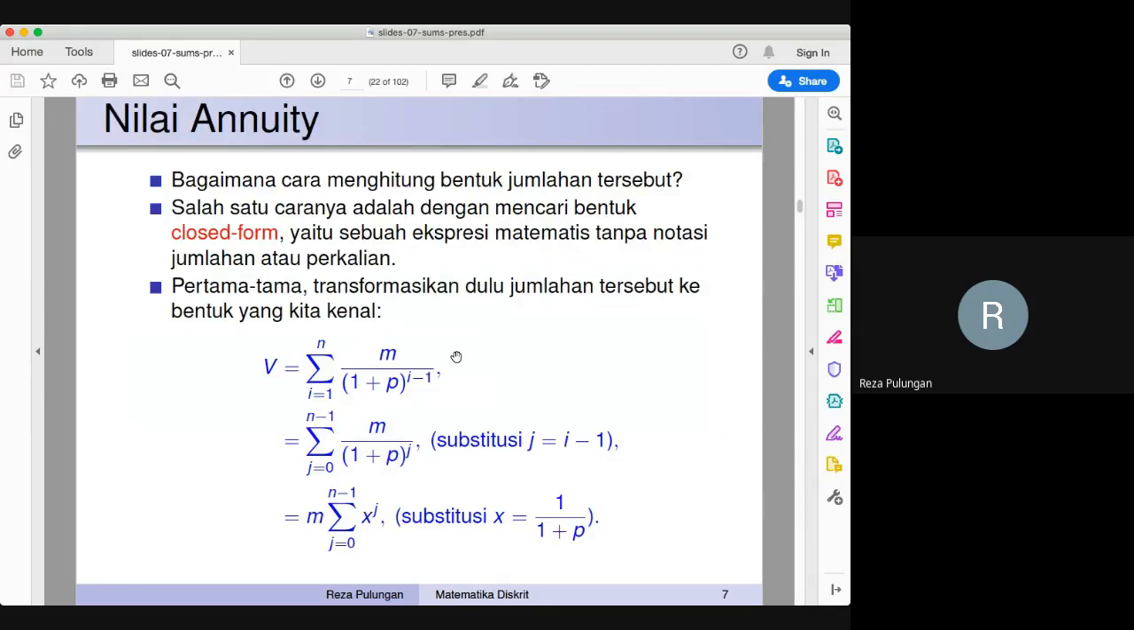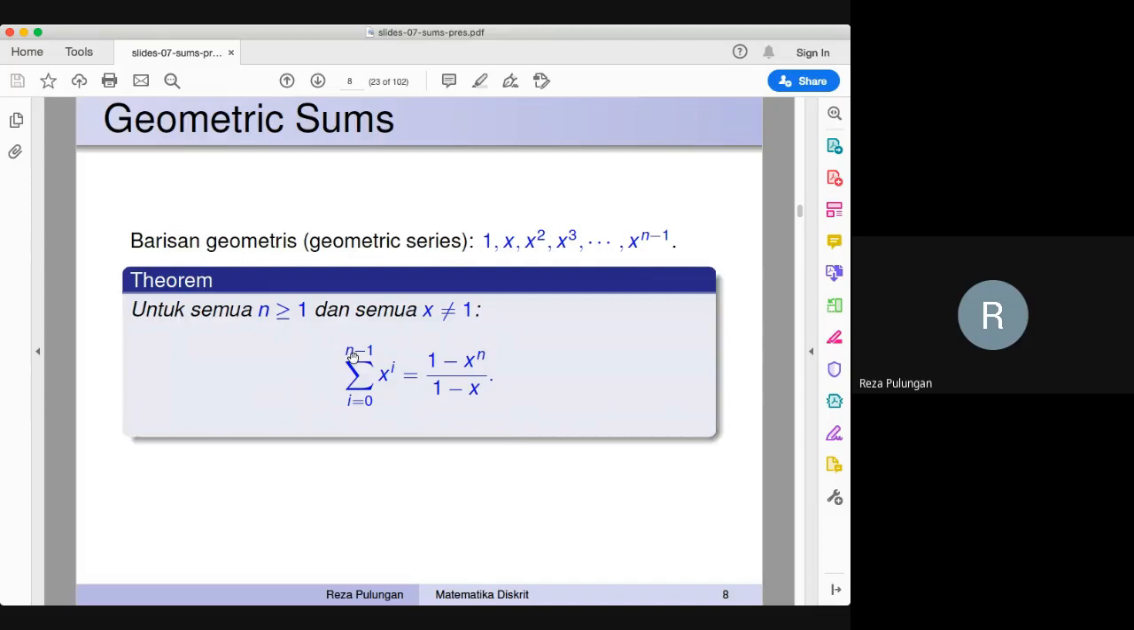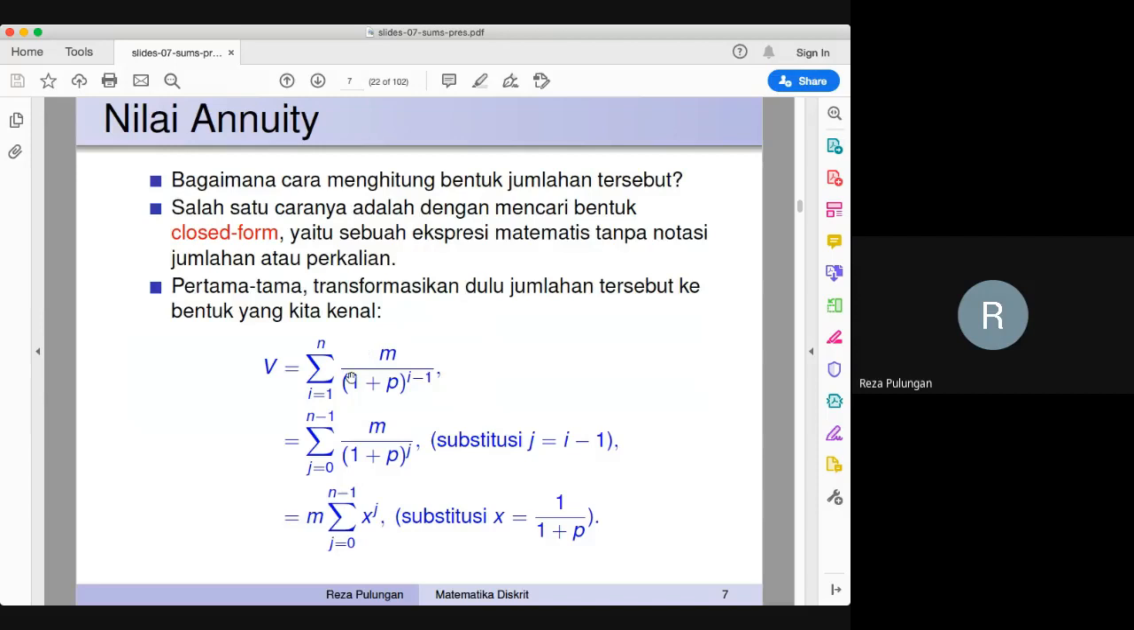So let's return to our case. What happens here? This is our formula. The value of our annuity is the summation from I is equal to 1 until n of m divided by 1 plus p to the power of I minus 1. What is our hope to transform this into this one? Well, this is where your creativity is important, where you have insight, where you are able to see the problem and have an imagination how to transform this into this form. So let's look at this first.